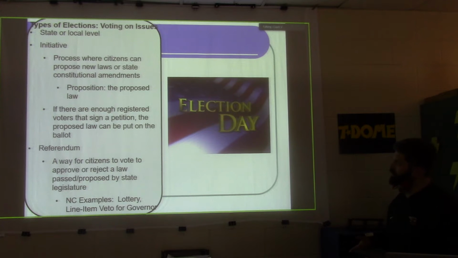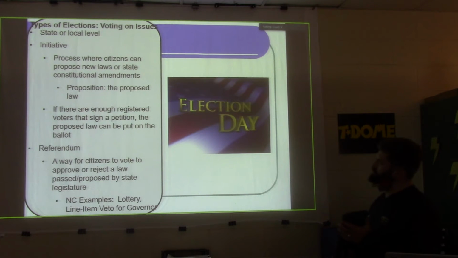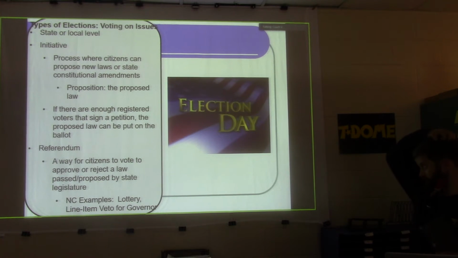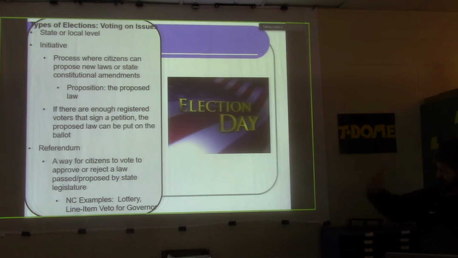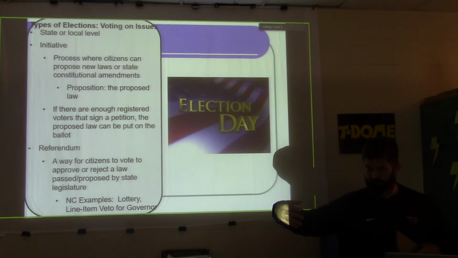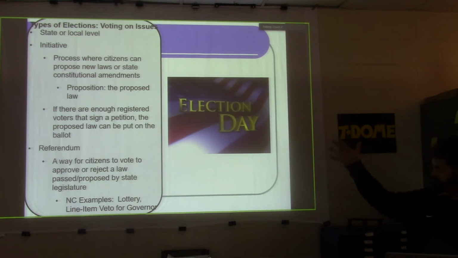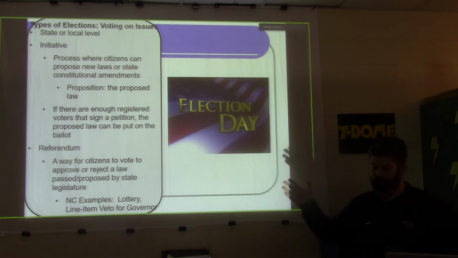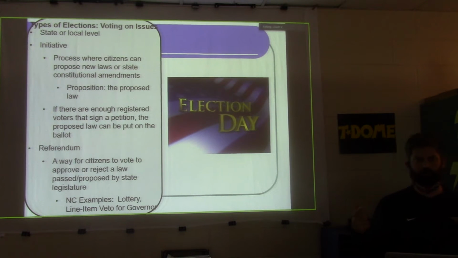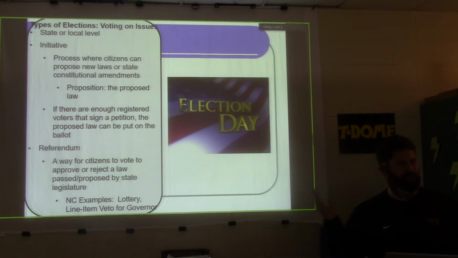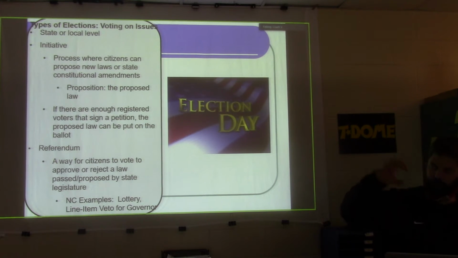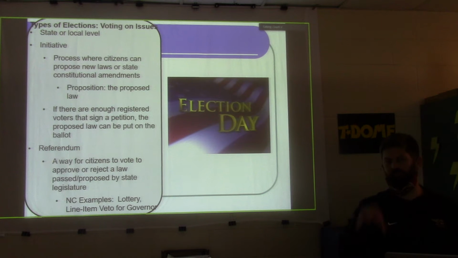All right, so types of elections, voting on issues. At the state or local level, we have this thing called an initiative. This is a process where citizens can propose new laws or state constitutional amendments, and then that could possibly get on the ballot. That's called a proposition, the proposed law. If enough registered voters sign a petition, the proposed law can be put on the ballot. You might have heard of these, like Prop 16 or Prop 18. That is a proposition to do something within the state.